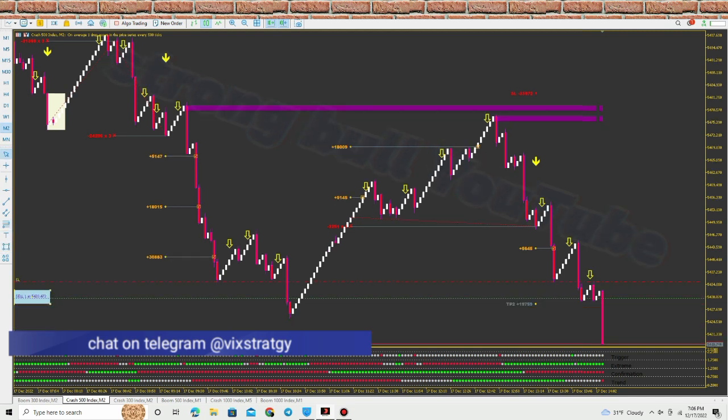So this is the power of this system. Look at it guys, a big spike. This is the power of this system. If you guys really want to make money, you must have this system.